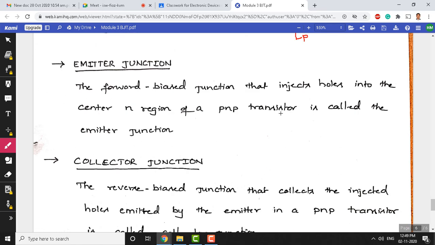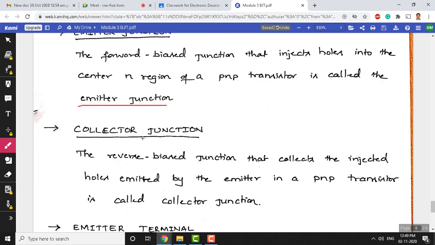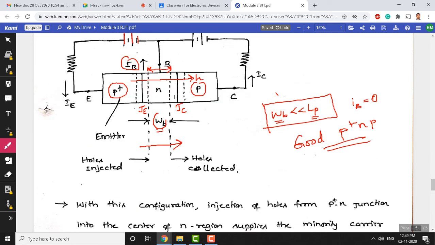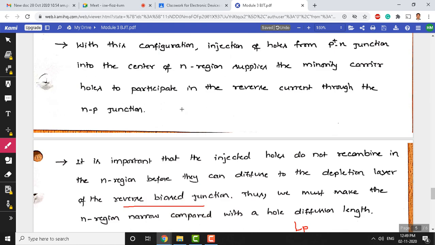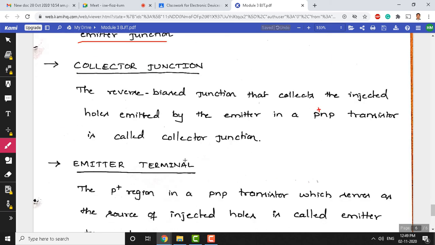Let us now define what is the emitter junction. The emitter junction is the forward bias junction that injects holes into the center N region of a PNP transistor. These terminologies are very important, kindly go through them. Next, we have the collector junction, which we have already seen. The collector junction is usually reverse biased. This reverse bias junction collects the injected holes emitted by the emitter in a P plus NP transistor. That is called the collector junction.